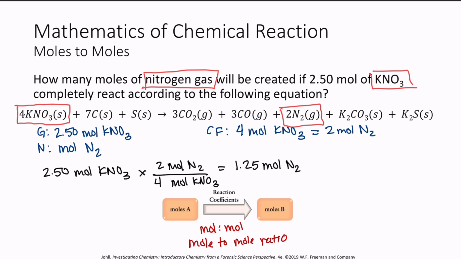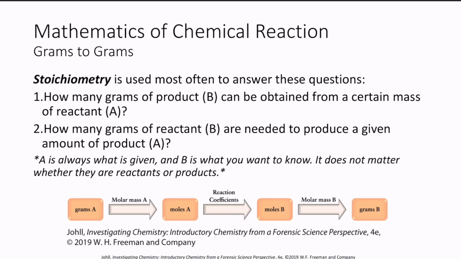Well, we can take this one step further because when we go into a lab, we're not usually measuring out the moles of substances. We don't have balances that measure out the moles of substances. We have balances that measure out the grams of substances. So we can use stoichiometry to answer these types of questions. How many grams of products can be obtained from a certain mass of reactant?